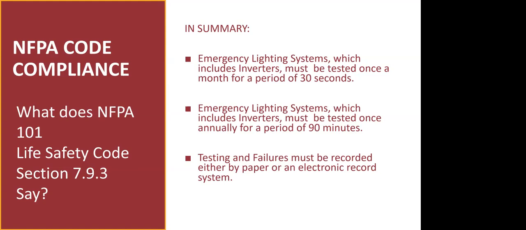NFPA code dictates that you must test the emergency lighting system for a period of 30 seconds monthly. You also must test that system once a year for a period of 90 minutes. That would be considered a full discharge test. These are things that absolutely need to happen and are mandated by National Fire Code. Testing and failures also must be recorded. Anytime that the system loses power, that also must be recorded. And then anytime that there is some sort of failure with the system, that also must be recorded.